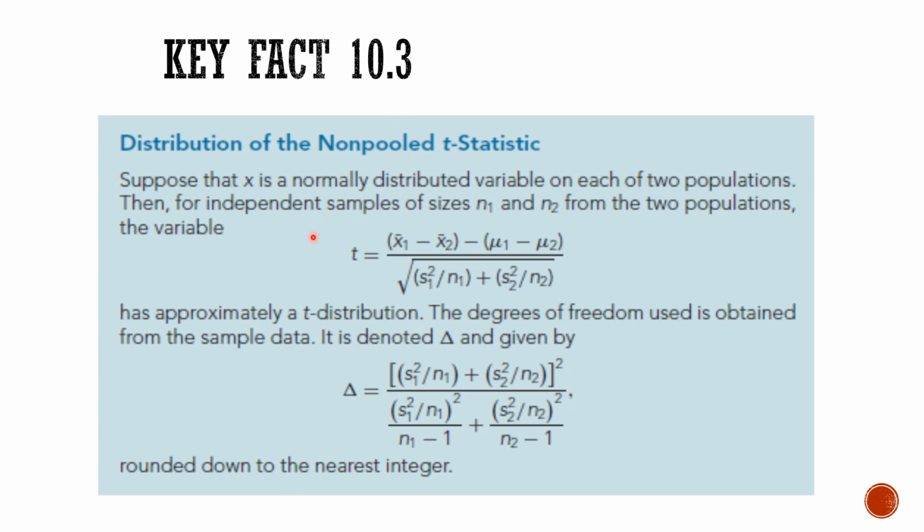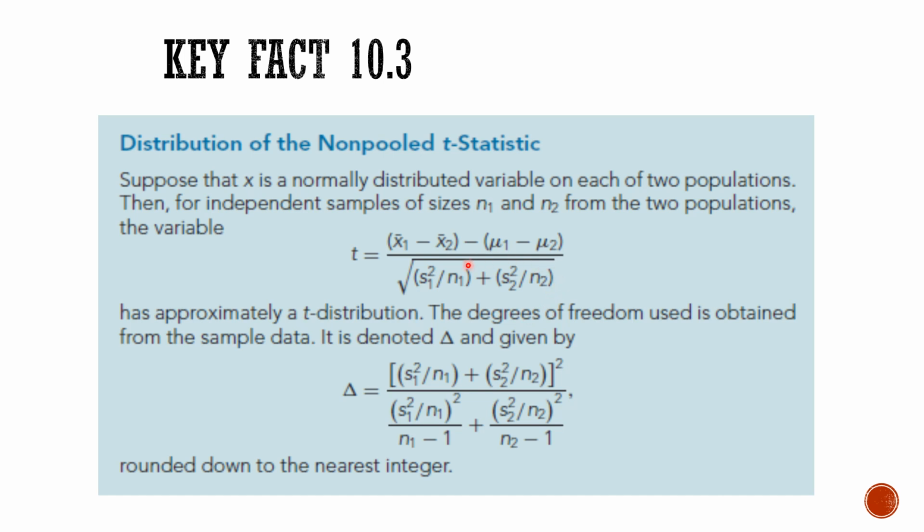This slide gives us the distribution of the non-pool t-test. It says suppose that x is a normally distributed variable on each of two populations. Then for independent samples of sizes n sub 1 and n sub 2 from the two populations, the variable t, that means the t distribution, has this particular formula, which is x bar sub 1 minus x bar sub 2 minus mu sub 1 minus mu sub 2, which will vanish when we perform the hypothesis test and use this formula to find the t value, the test statistic value.